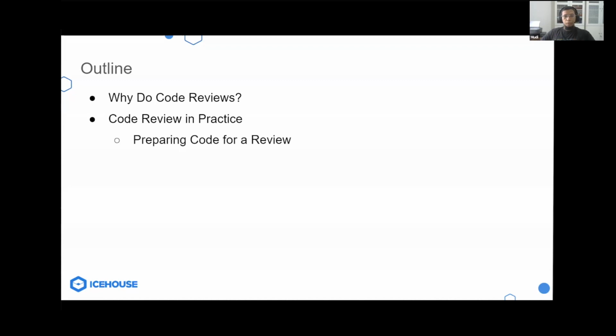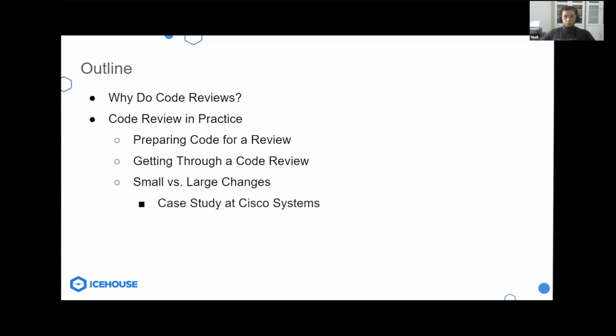First, preparing code for review as an author or submitter. There are a few points that may help you get a smoother and quicker review process. Second, getting through a code review. We're going to discuss mostly here what to look out for during a code review as a reviewer and how to respond as the author. And third, we're going to spend some time on why doing small changes is always better rather than doing large ones. We're also going to see the result of a case study at Cisco Systems that supports this.